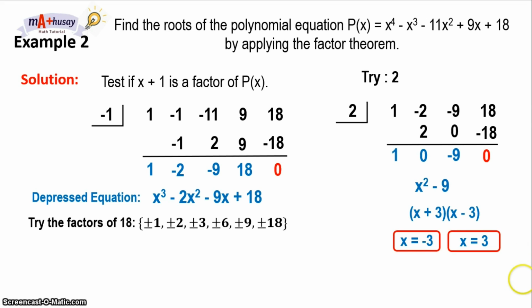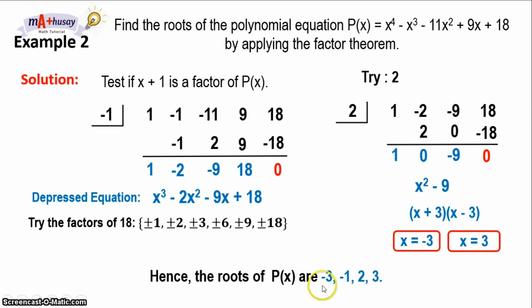So at this point, we were able to find the roots of p of x. So the roots are negative 3, negative 1, positive 2, and positive 3. So this is how you find the roots of a polynomial equation by applying the factor theorem.